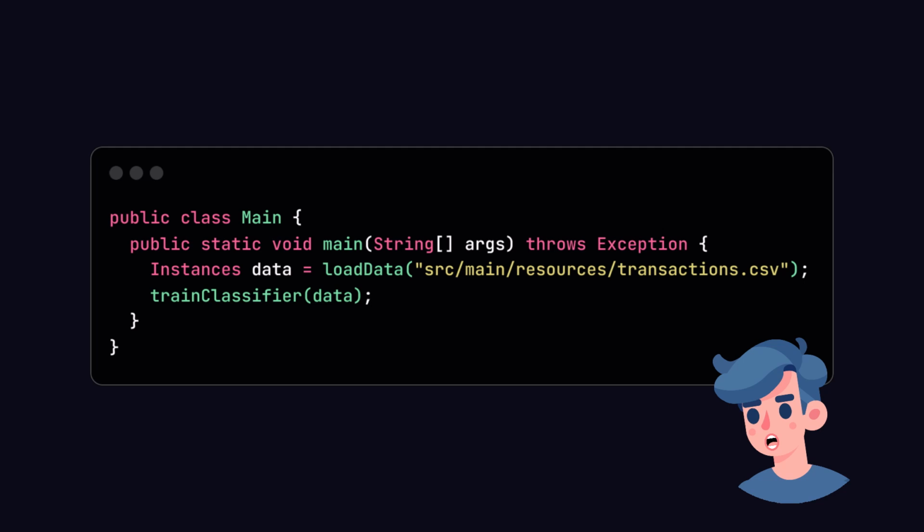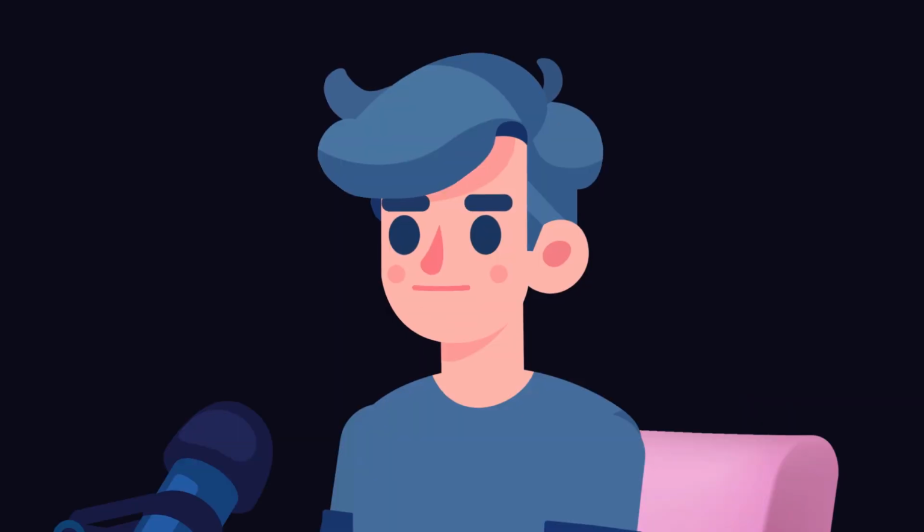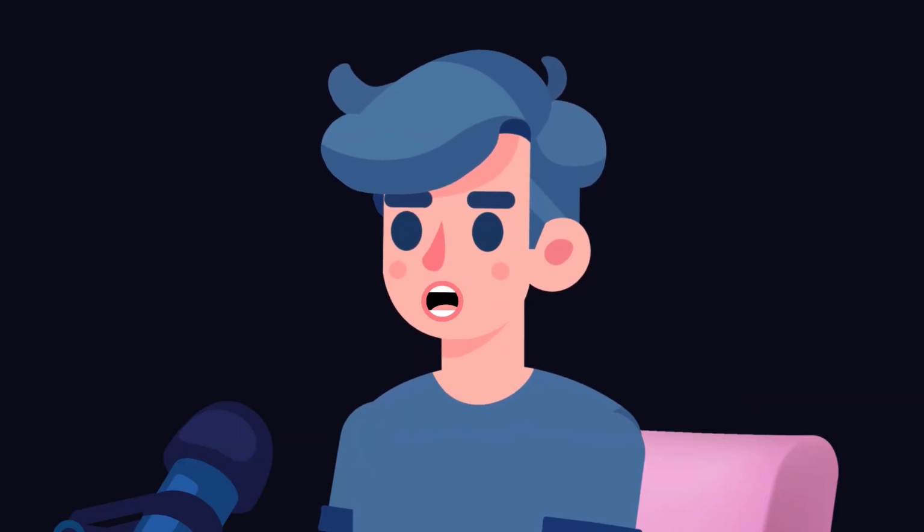In the train classifier method, we create an instance of the J48 classifier. Once it has been built using our dataset, we print the resultant model to understand the rules that the classifier has developed. Let's integrate this into our main class and examine results. Let's run this program and review the decision tree model that has been generated based on the training data.